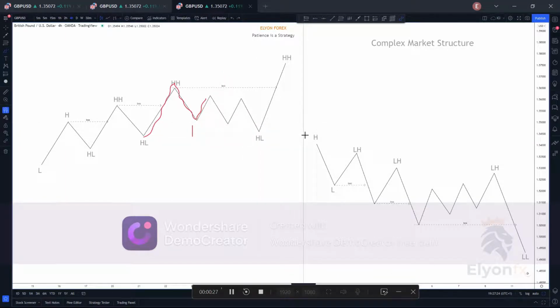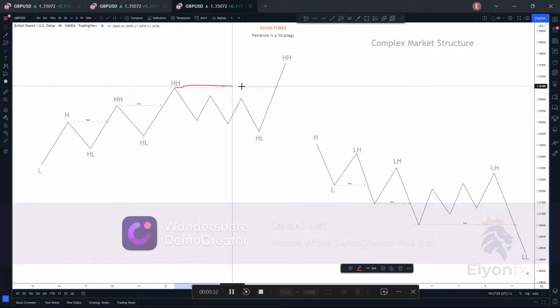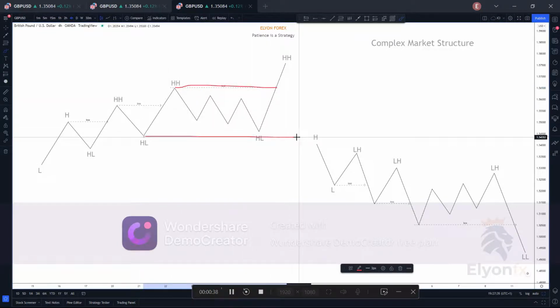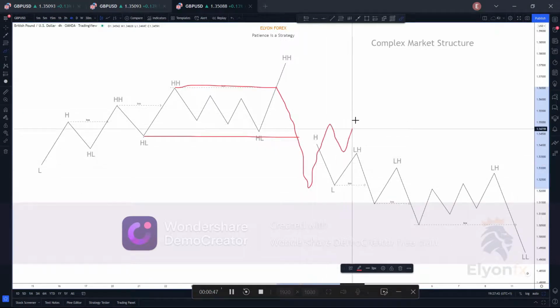So while we are waiting for the high to get broken, it is important to know that we are trading in a range. And where is the range point? We are trading between this structural high and this structural low. So we wait for the break of structure to the upside, or in some other cases we could see a break of structure to the downside and the downtrend is going to start.